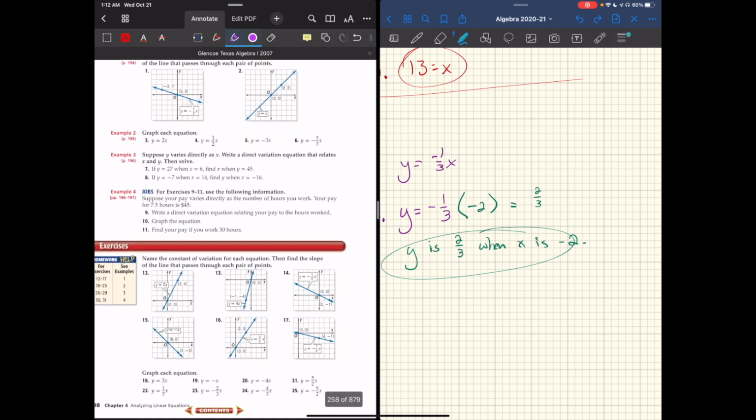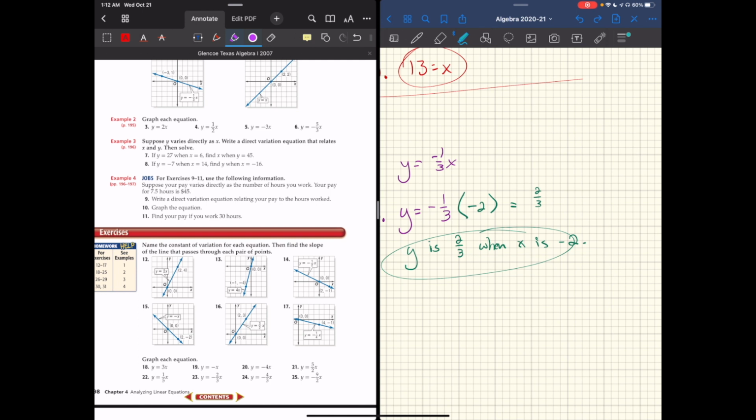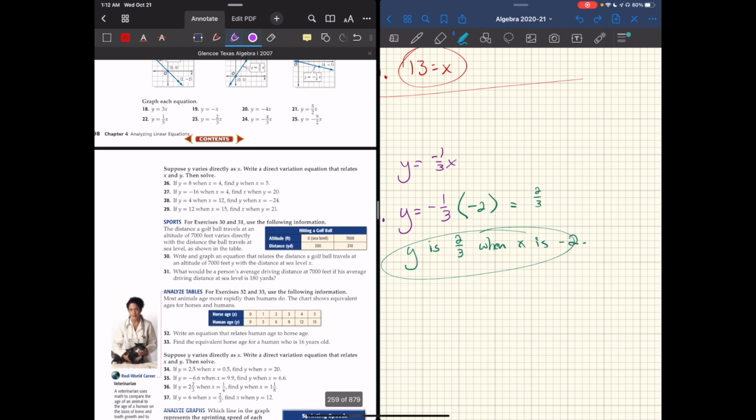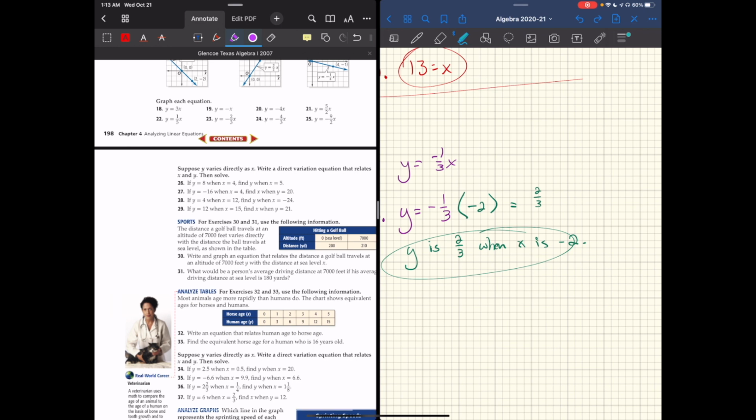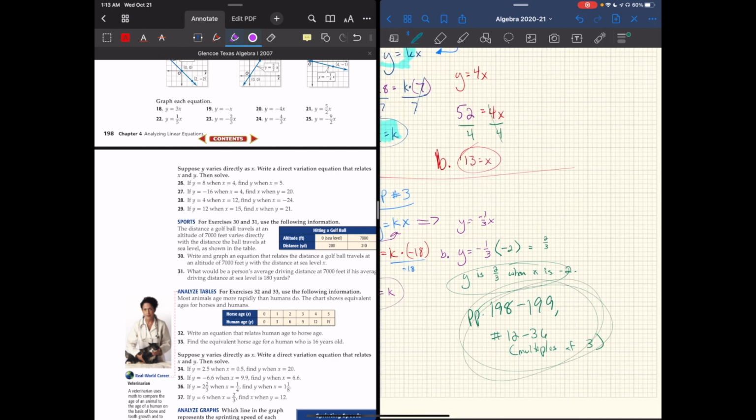Your homework: pages 198 through 199, numbers 12 through 36, multiples of 3. This will be due tomorrow. Get to work on it as soon as you can, which should be in class today. I don't believe this has been 45 or 50 minutes, so you should have some time today to start working on those.